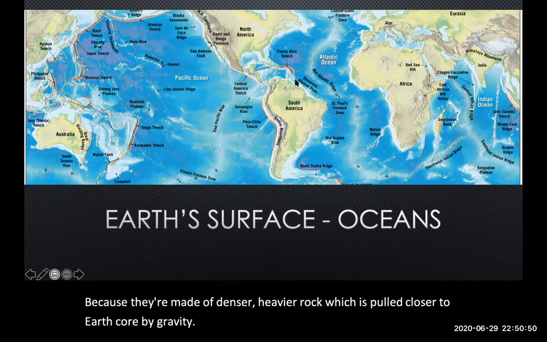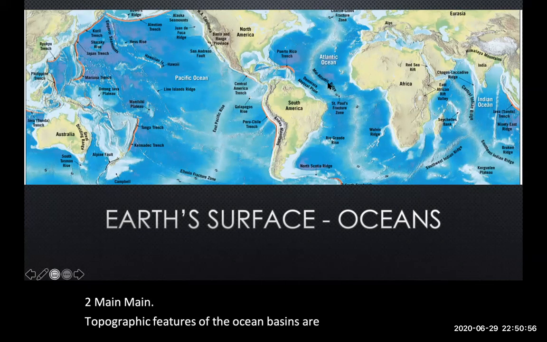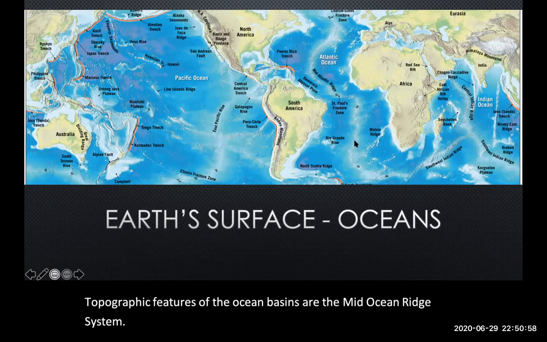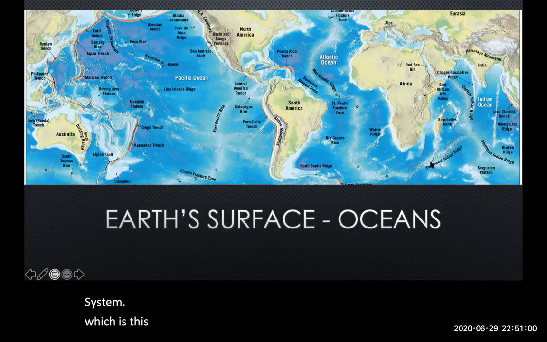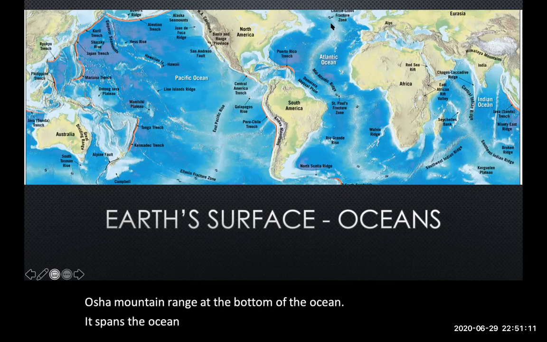Two main topographic features of the ocean basins are the mid-ocean ridge system, which is this long, curving, continuous mountain range at the bottom of the ocean. It spans the ocean basins like the seam on a baseball.